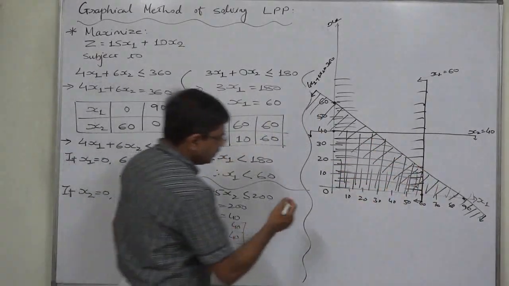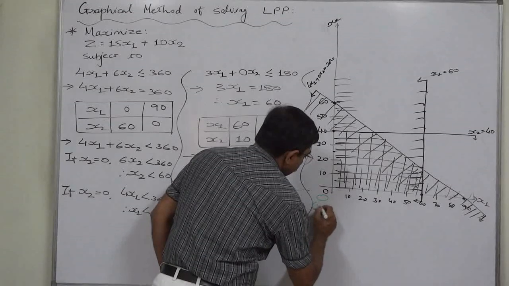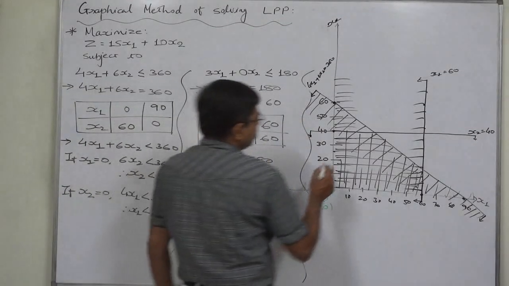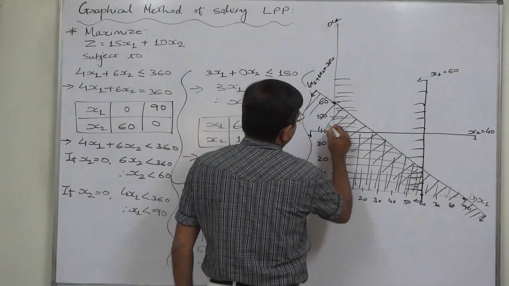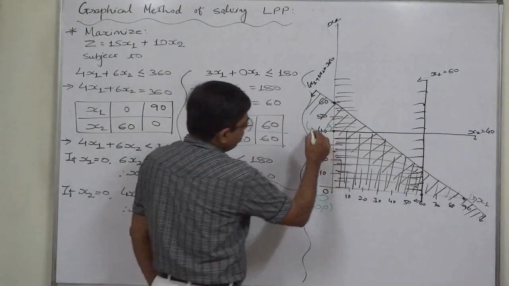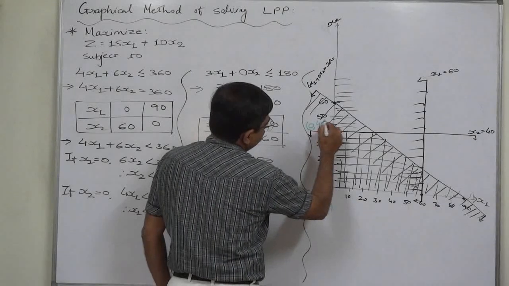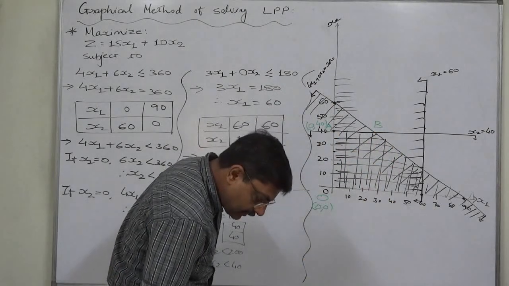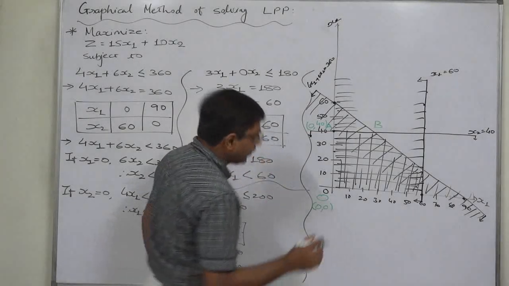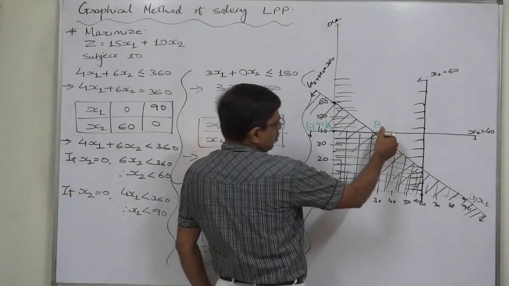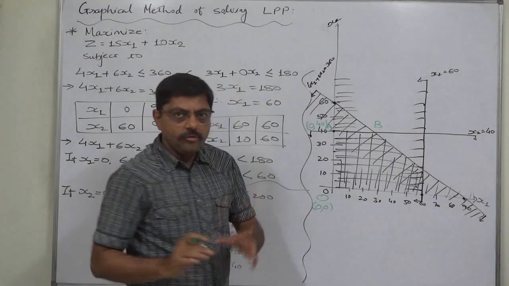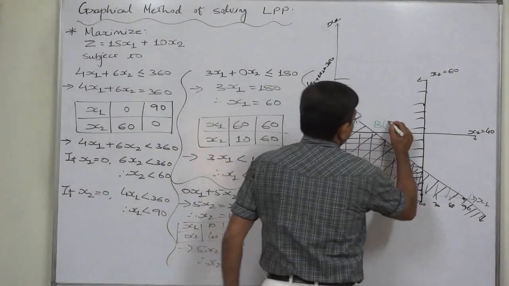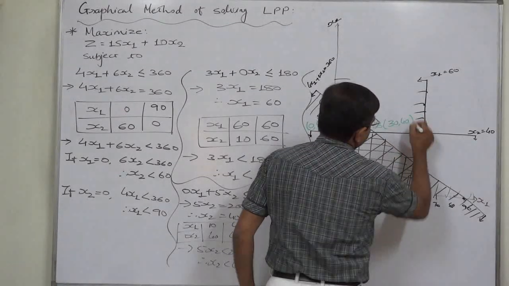Say this is O, 0, 0. x1 and x2 both take value 0 here. Say this is A. At A, x1 is 0, x2 is 40. This is B. At B, x1 is 30 and x2 is 40. If you have drawn your graph properly, it will be exactly 30 and 40.